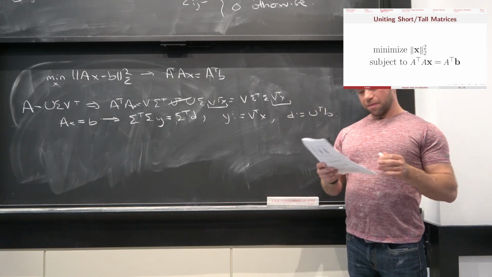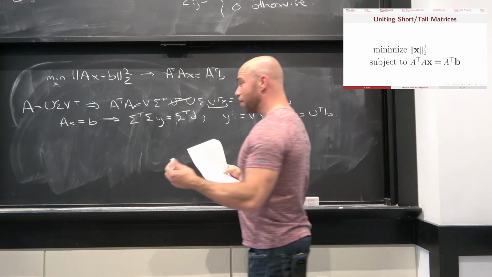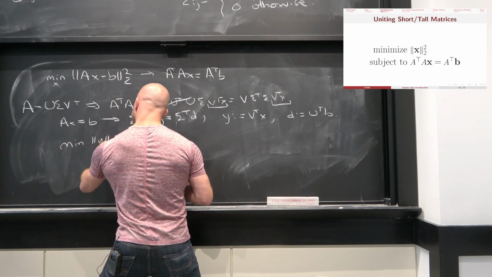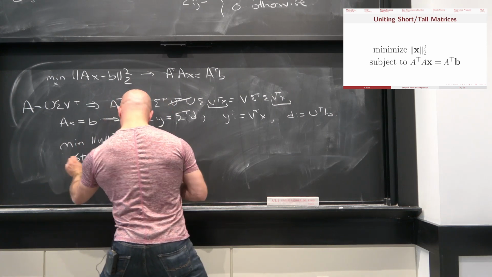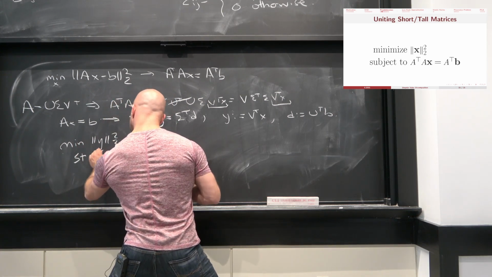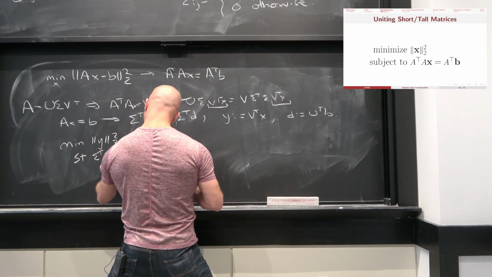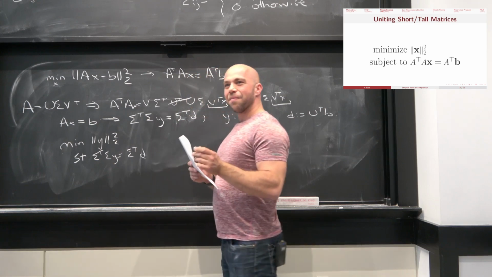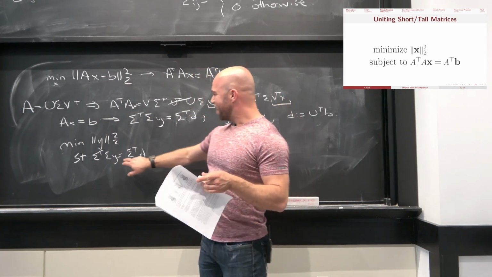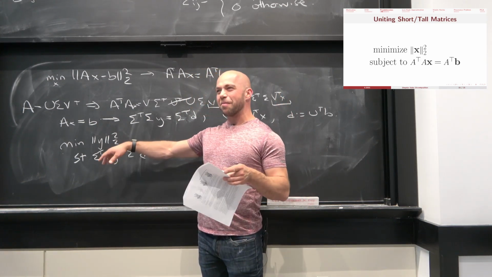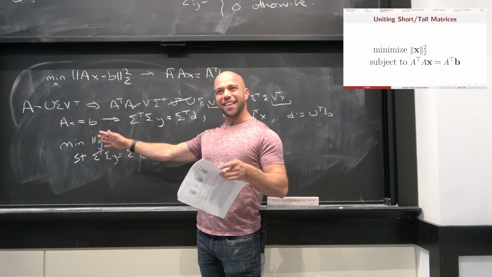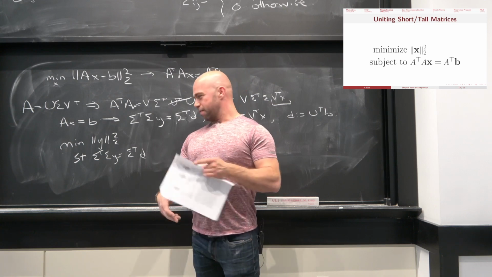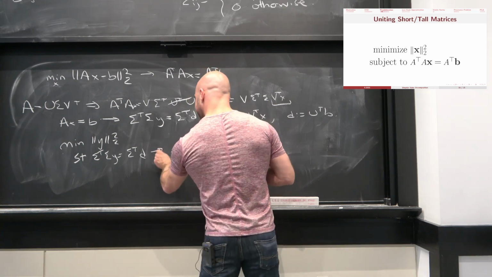Okay. So after our change of variables, essentially now we have a new optimization problem, which is to minimize the norm of Y, subject to the constraint that sigma transpose sigma Y is equal to sigma transpose D. Okay. But this is kind of convenient, because notice that this problem decouples among the elements of Y, right? There's actually nothing here that makes any 2 elements of Y talk to each other. In particular, what is this constraint?